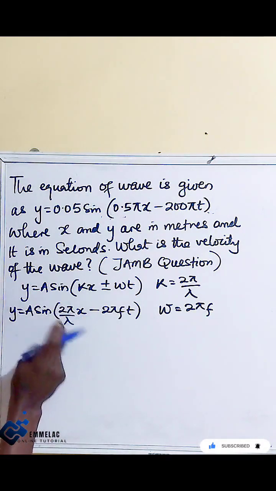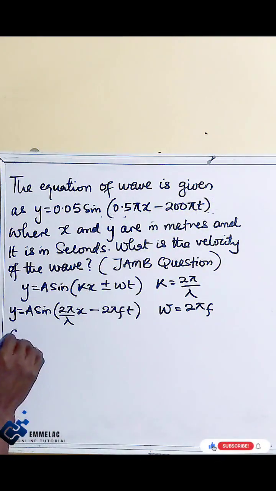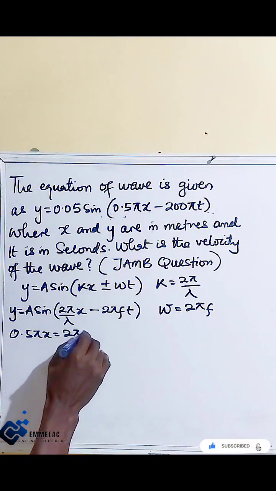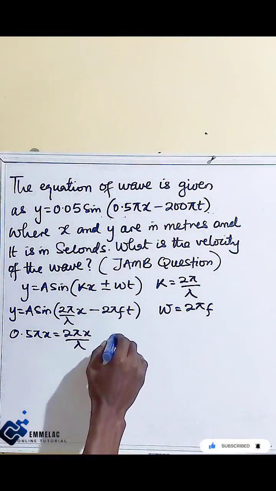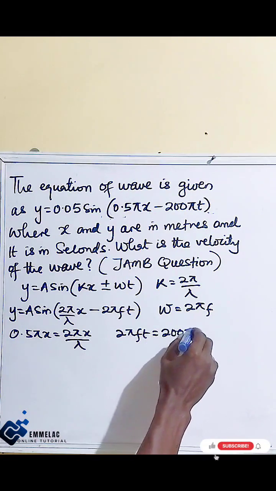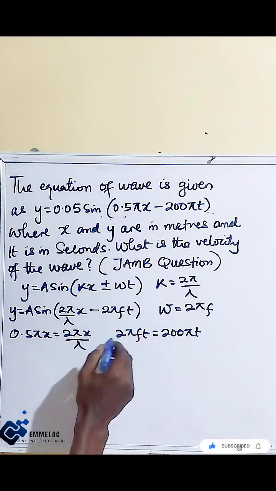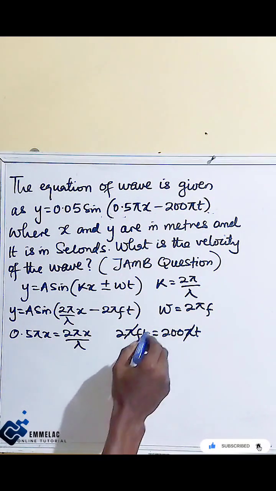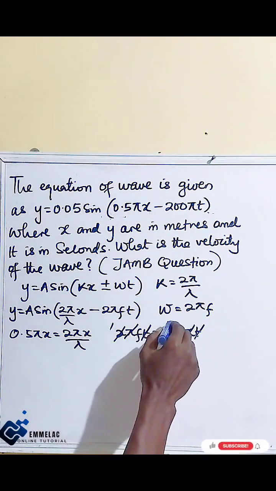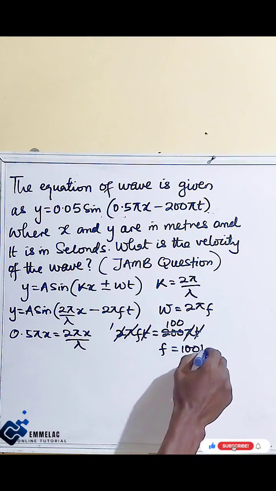You can see that this expression here equals this expression, and this expression also equals this expression. So we can say 0.5 pi x equals 2 pi x all over lambda, and 2 pi ft equals 200 pi t. Now to this end, we can make f the subject of the formula. We can eliminate pi and pi from here. We can eliminate t and t from here. Then 2 here, in 200 it is 100. So our f here becomes 100 hertz.